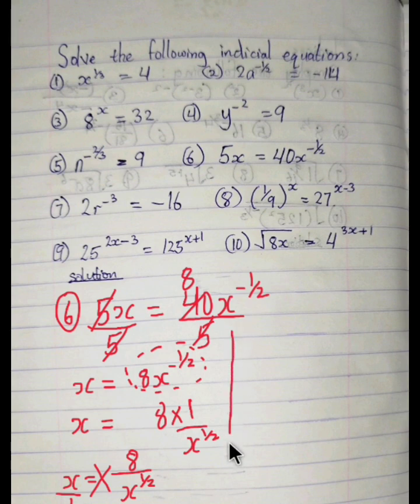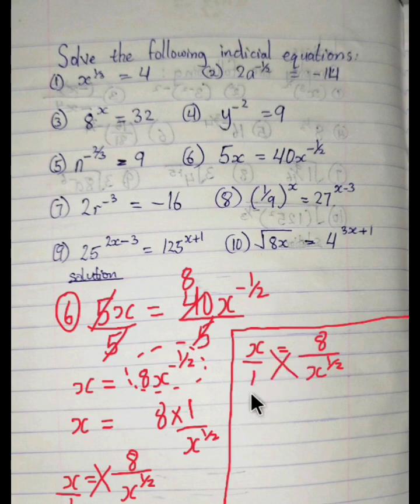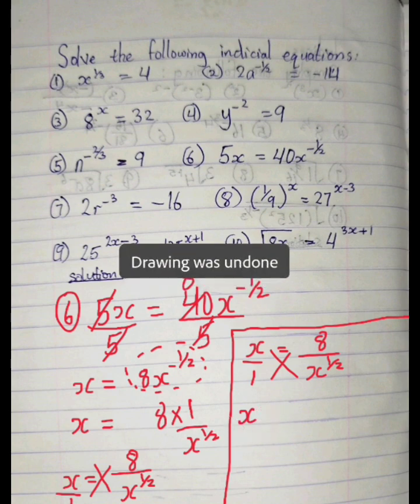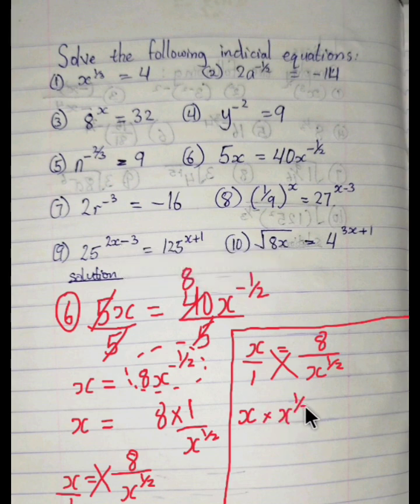So let me write it here. x is equal to 8 over x raised to the power 1 over 2. If we cross multiply, we are going to have x times x raised to the power 1 over 2 is equal to 1 times 8, which is 8.